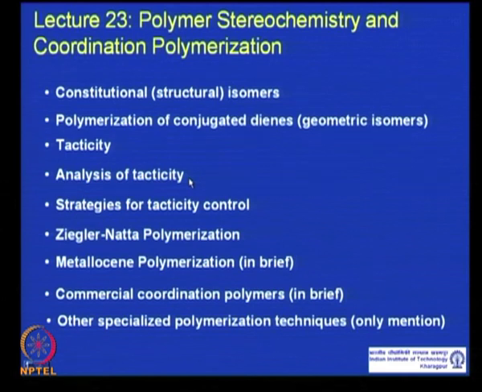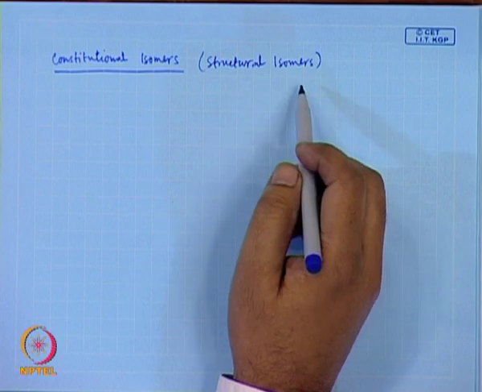polymers, how to analyze those tacticity, and how we can control or preferentially synthesize a polymer with desired tacticity. And then we will talk about Ziegler-Natta polymerization, and then briefly talk about metallocene polymerization and give some examples of commercial coordination polymers. Now, this will be covered in this lecture and the next lecture, which is lecture number 24. Now, let us start with our discussion on constitutional isomers, which are sometimes also called structural isomers.